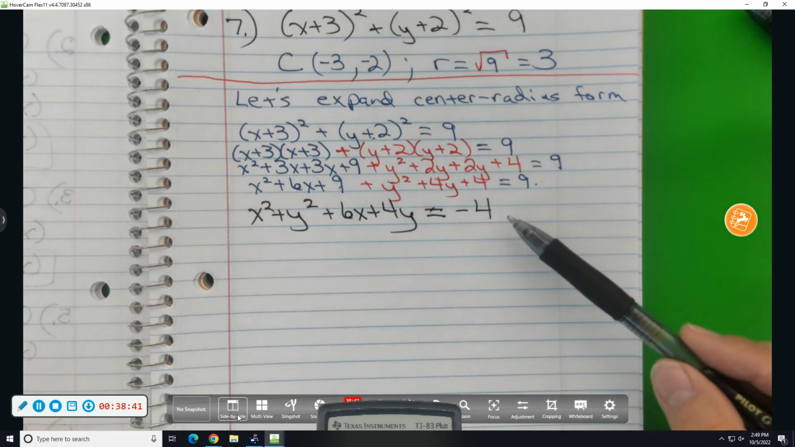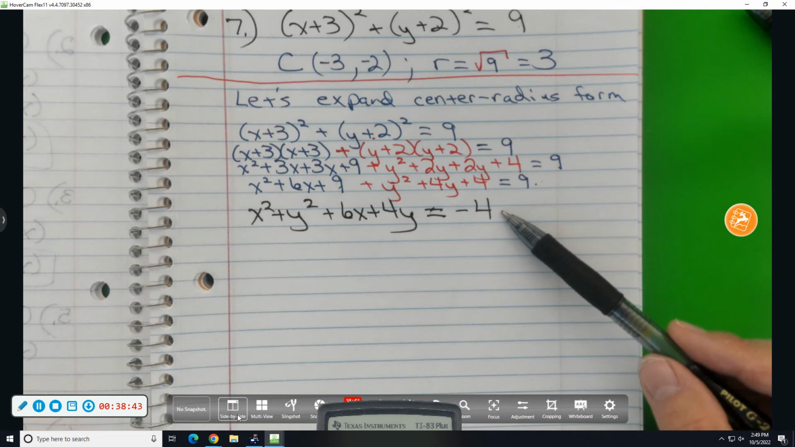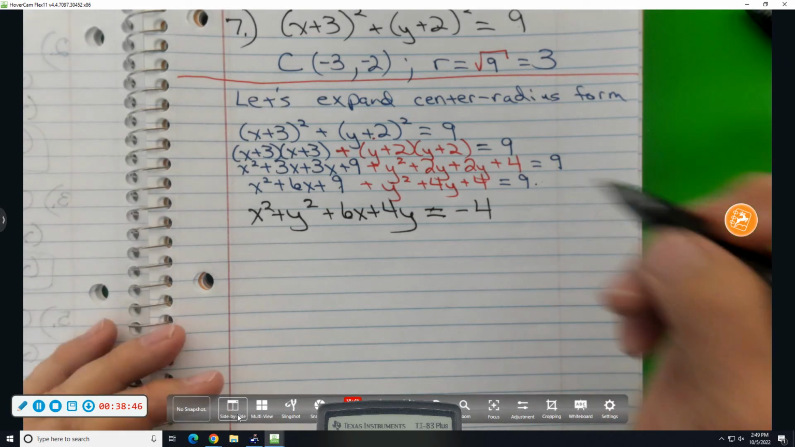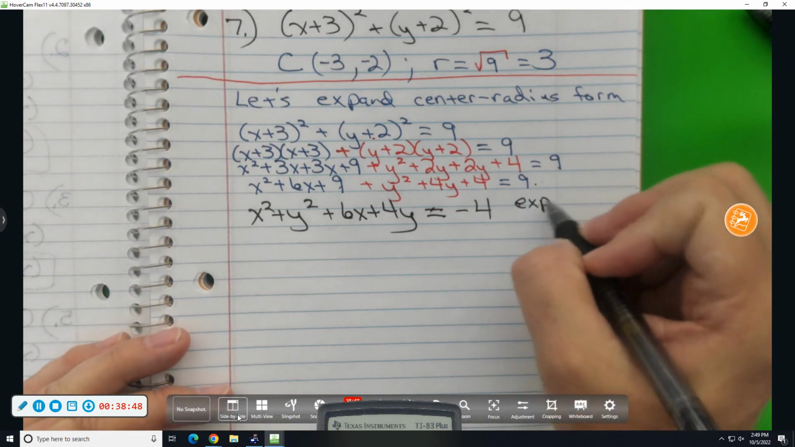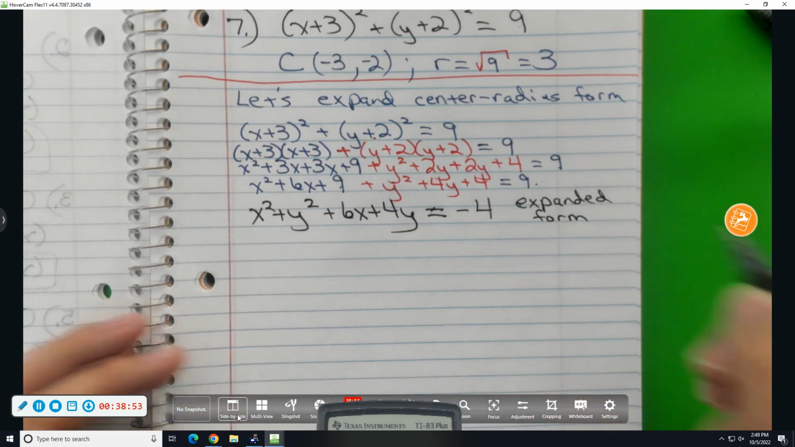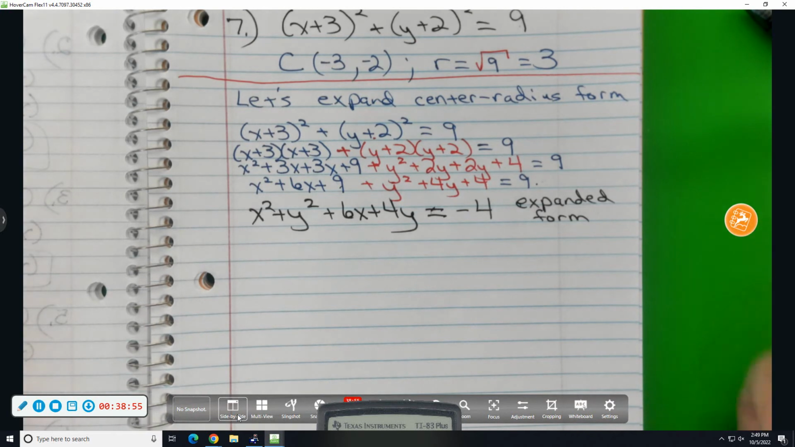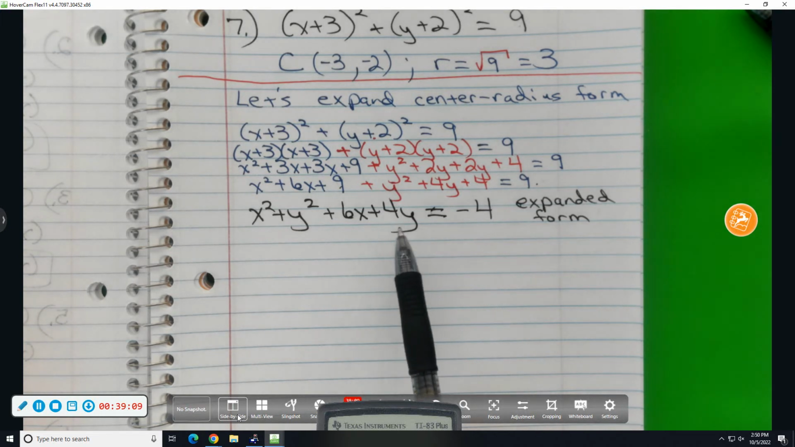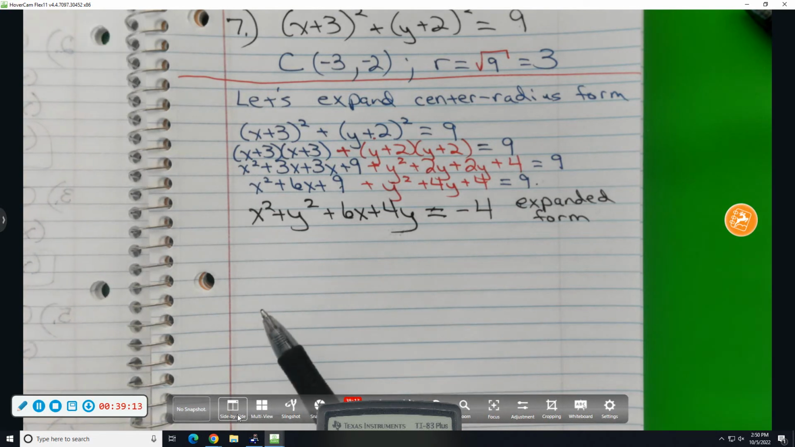This form here is called general form or expanded form. I prefer the name expanded form. And if you're looking at partial derivatives or something in a calculus class, that expanded form might be very nice, if you're looking at explicit differentiation, but that's not what we're doing. So from an algebraic view, there is nothing nice about this expanded form.